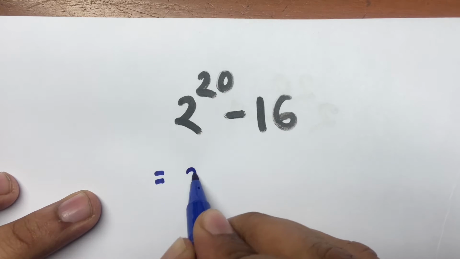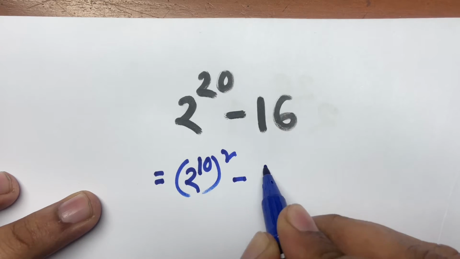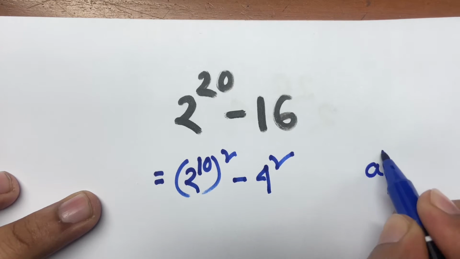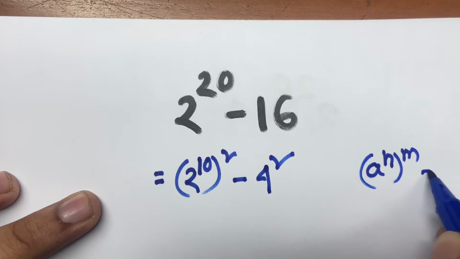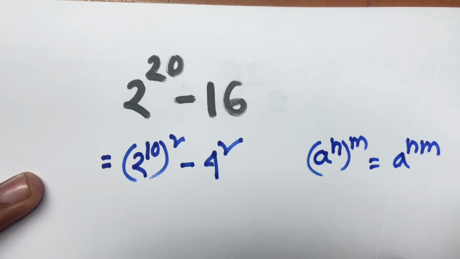I can say easily 2 to the power 10, power 2, minus 4 power 2. According to exponential rules, we know that a to the power n power m equal to a to the power nm. I follow this formula in this line.